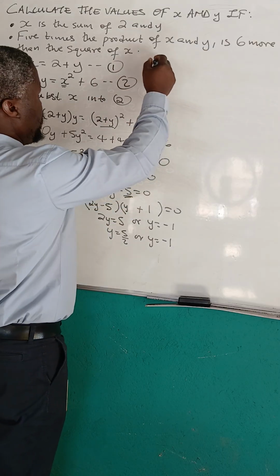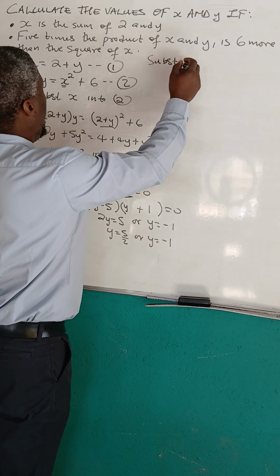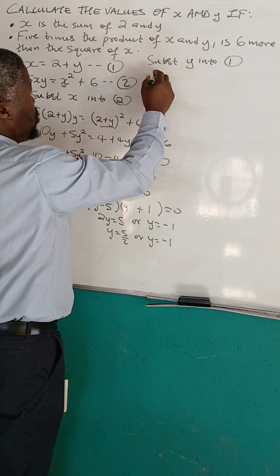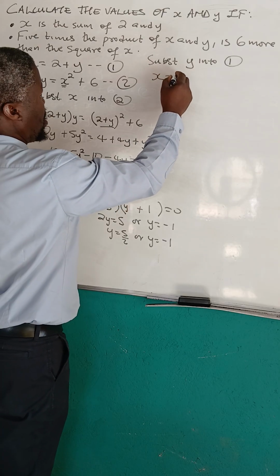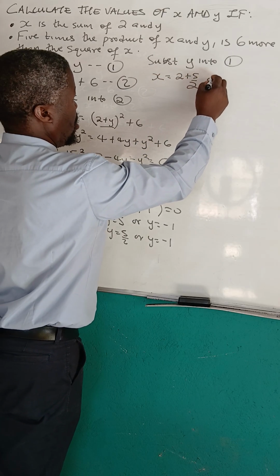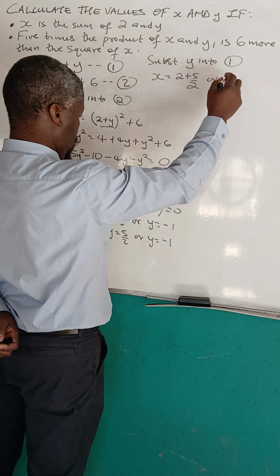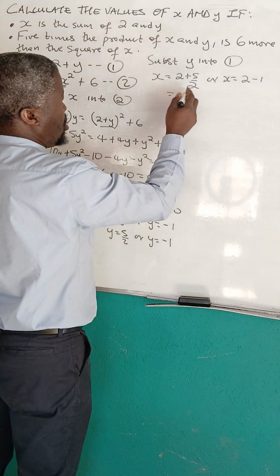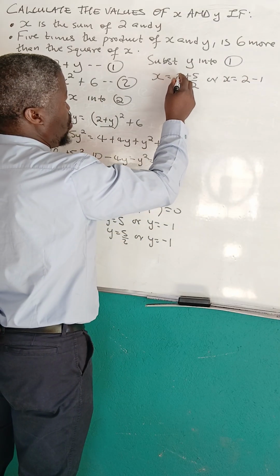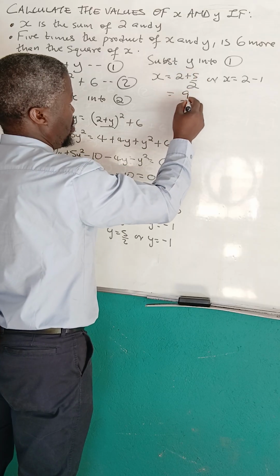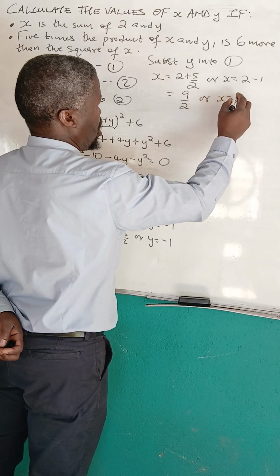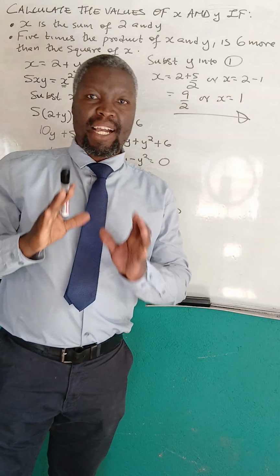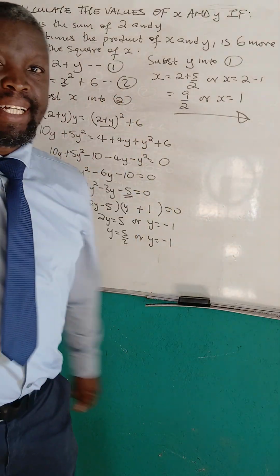Let's go up there and substitute y into the first equation. In doing so, we'll get x being equal to 2 plus 5 over 2, or x being equal to 2 minus 1. x is equal to 2 times 2, 4 plus 5, we get 9 over 2, or x is equal to 1. So we also have the values of x, meaning that we've managed to solve the problem.